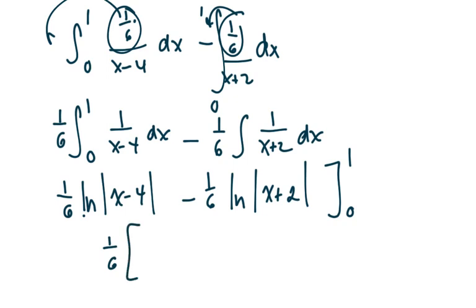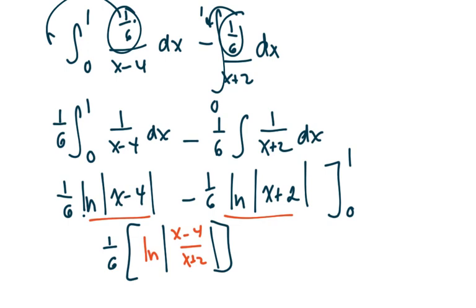And also, if you have the ln of a difference, that is the same thing as the ln of a quotient. Oh, absolute values are important. Okay. And we're going to evaluate this at 1 and then evaluate it at 0 and then subtract them, and that will be our answer. So 1/6, ln of the absolute value of 1 minus 4 over 1 plus 2.